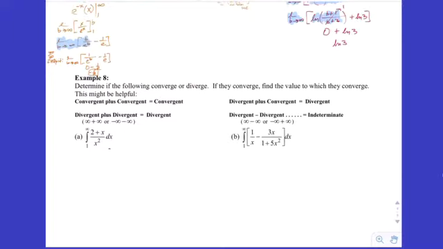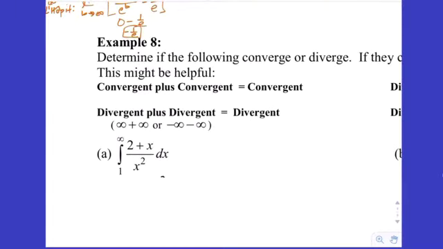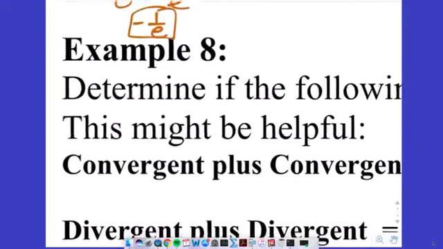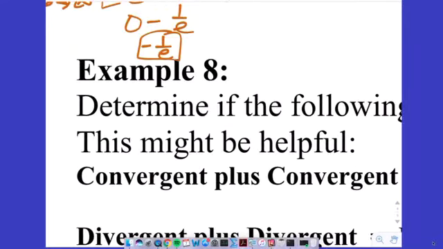Here are some helpful things that might help you if you're ever faced with an integral that you either don't feel like integrating, or maybe you can't even find the antiderivative of it. If you have something that's convergent plus something else that's convergent, their sum should be what? It should also be convergent. Yeah, you can think of convergent as being like finite, right? So finite plus finite should be finite, right?